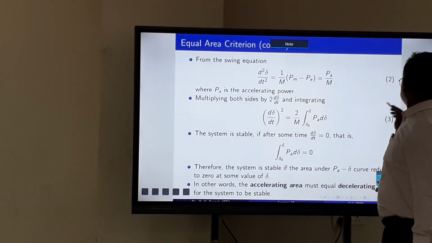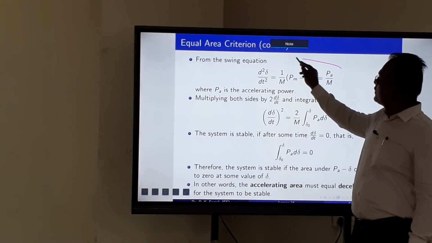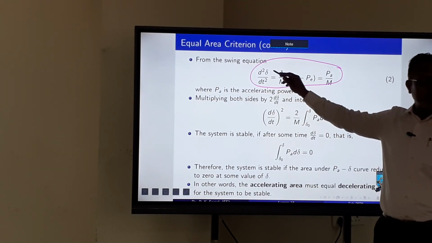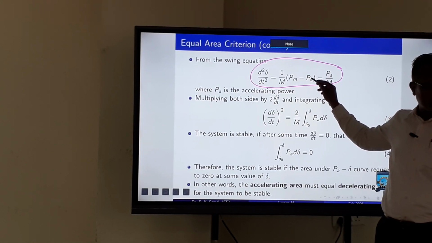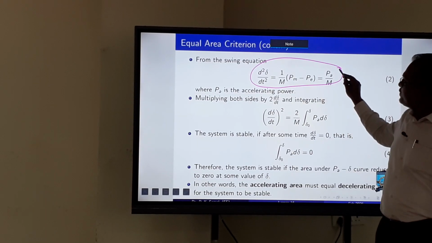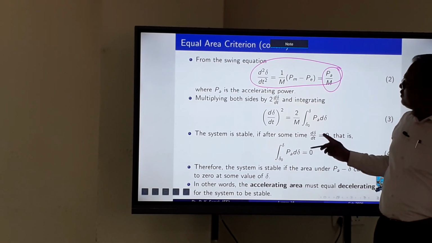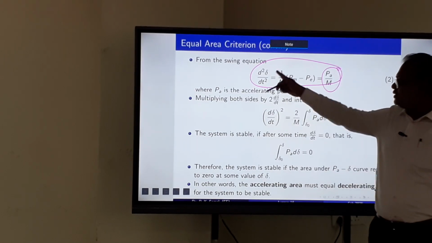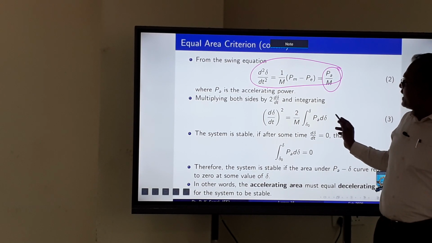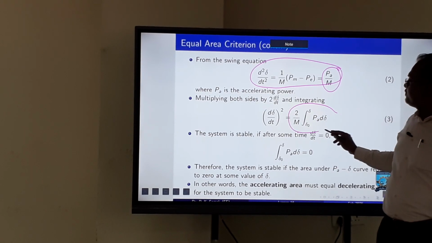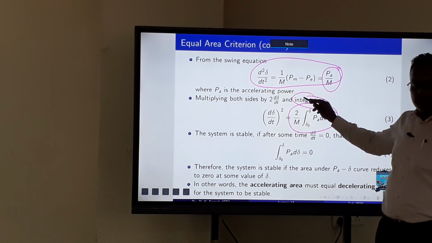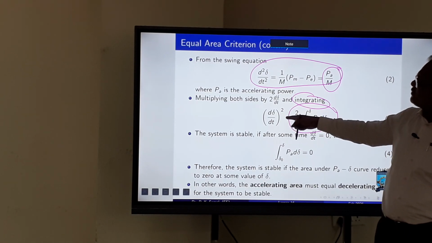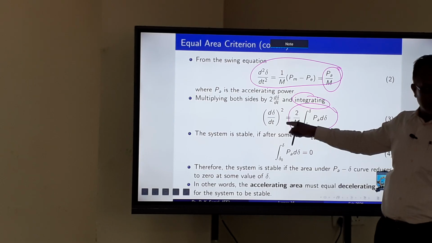From the swing equation, M d square delta by dt square, inertia into acceleration, is equal to accelerating power Pa, which is Pm minus Pe. Therefore d square delta by dt square is equal to Pa by M. Now what do you do? Multiply 2 d delta by dt on both sides. Then when you multiply, you get an equation of this form. Multiply and integrate, you get this form. You multiply so that you know what it becomes on differentiation: 2 d delta by dt.